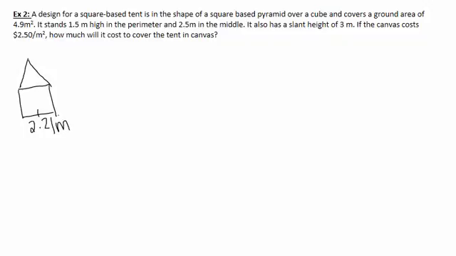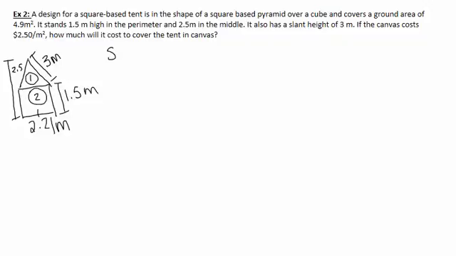We also know that it stands 1.5 meters high at the perimeter, but it stands 2.5 meters in the middle. So the entire thing is 2.5 meters. And we know it has a slant height of 3 meters. So now to calculate the surface area, we're going to split it up into two objects. So the top shape and the bottom shape.